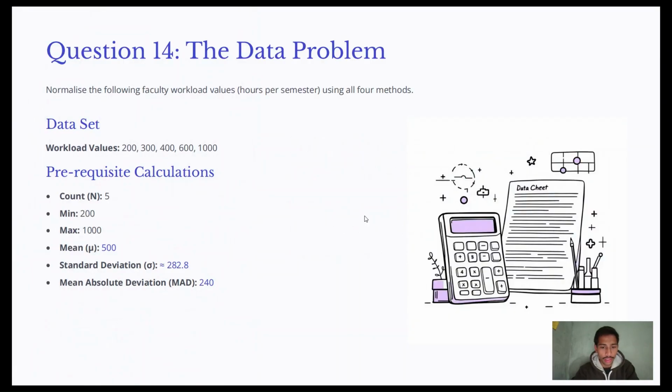Before we can normalize, we calculate the essential statistics: count equals 5, minimum equals 200, maximum equals 1000, mean is 500, standard deviation is approximately 282.8, mean absolute deviation is 240. These figures are the building blocks for the formula we are about to use.